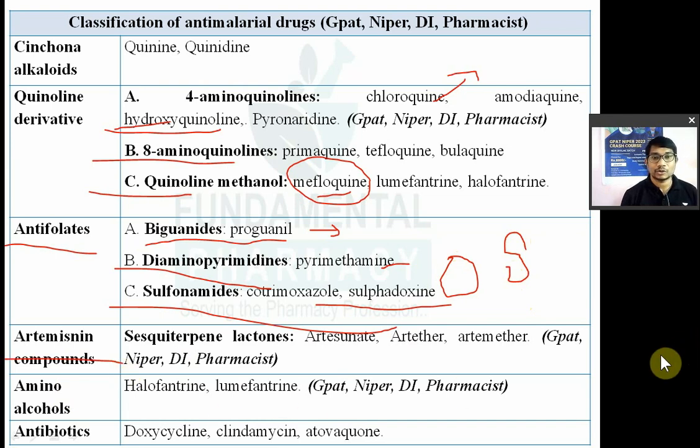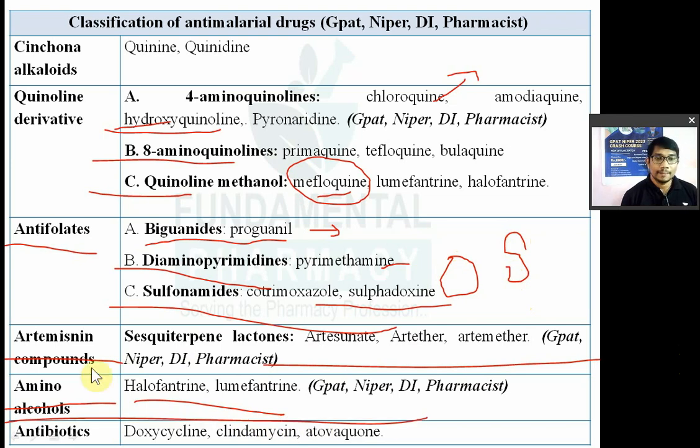In that you have sesquiterpene lactones like artesunate, arteether, artemether. They are often from Artemisia annua. Next, amino alcohols. In that you have halofantrine and lumefantrine. Then antimalarial antibiotics like doxycycline, clindamycin, atovaquone.